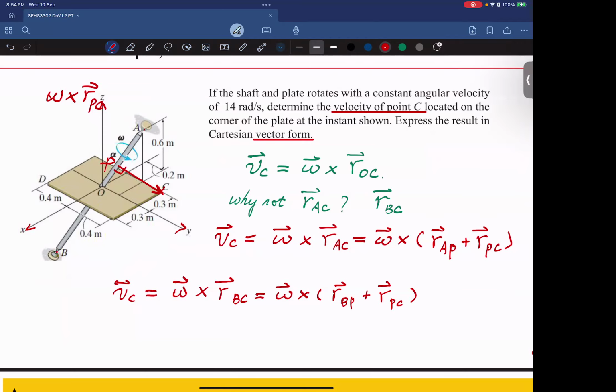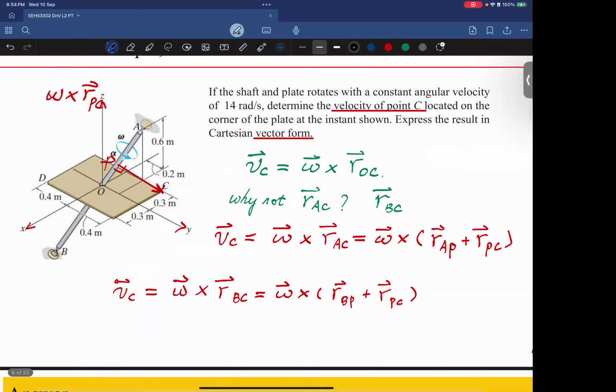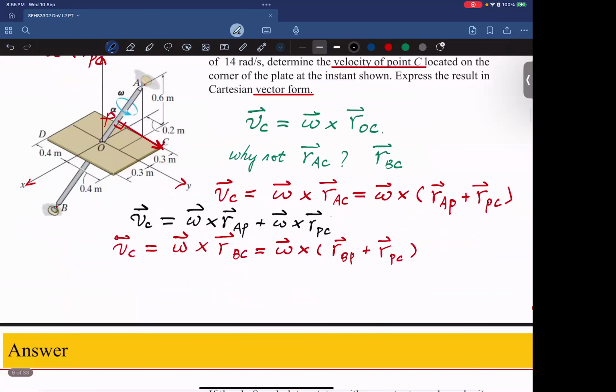And if we expand it further, we find VC equals omega cross RAP plus omega cross RPC, right? And if we expand the latter one, it can be omega cross RBP plus omega cross RPC. And this recalls the property of cross product.